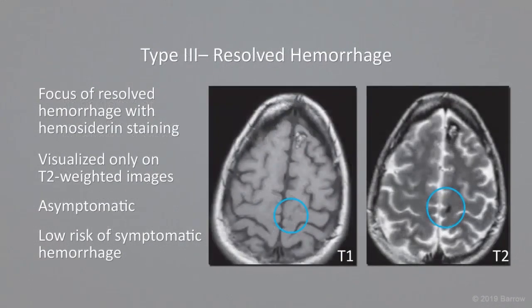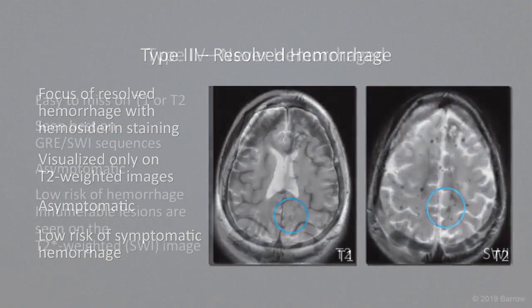This is an example of a type 3 lesion, which is termed a resolved hemorrhage. You can see a focus of resolved hemorrhage within the hemosiderin staining on this MRI image, and these tend to be better visualized on T2 weighted images and can possibly be missed on T1 images if the resolved hemorrhage is remote enough. These lesions tend to be asymptomatic and overall have a low risk of symptomatic rehemorrhage.